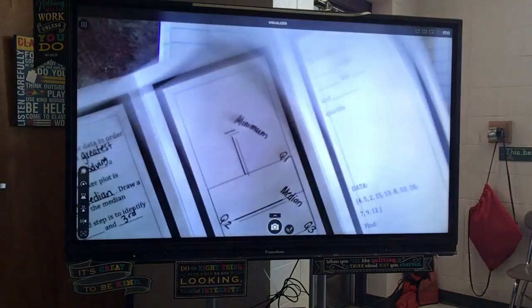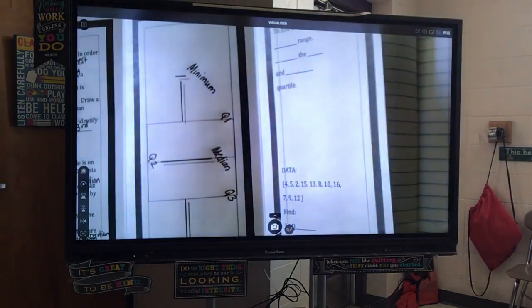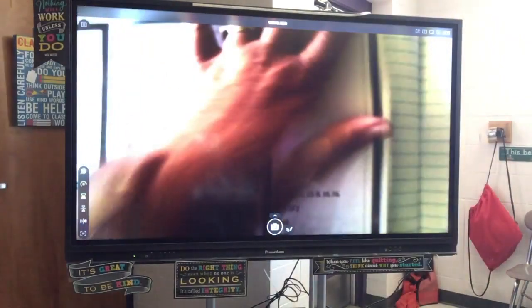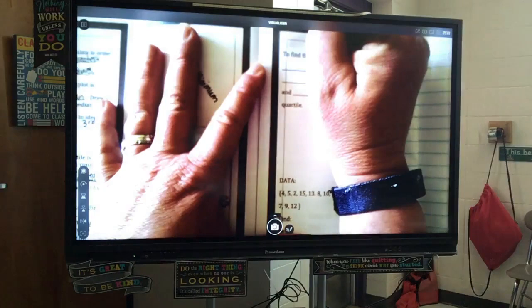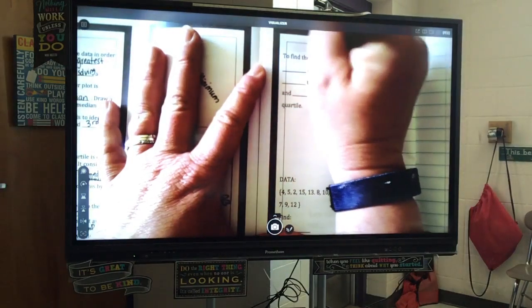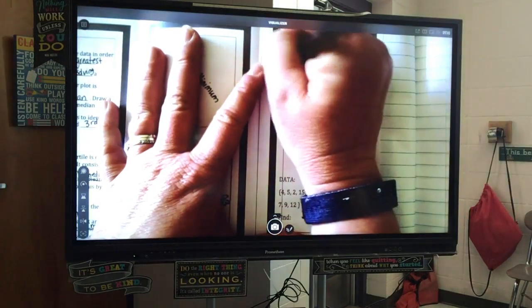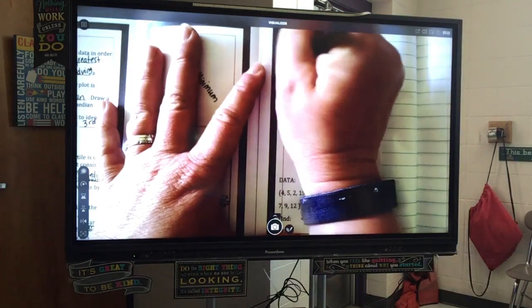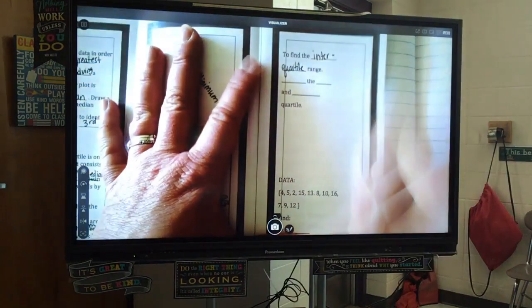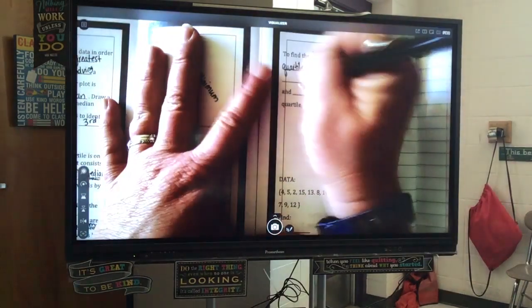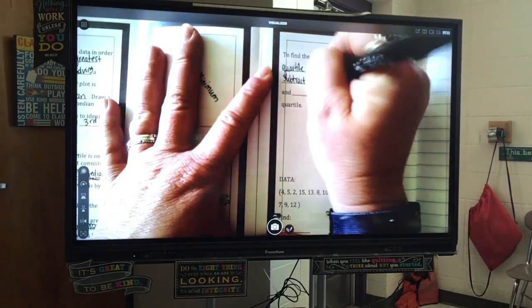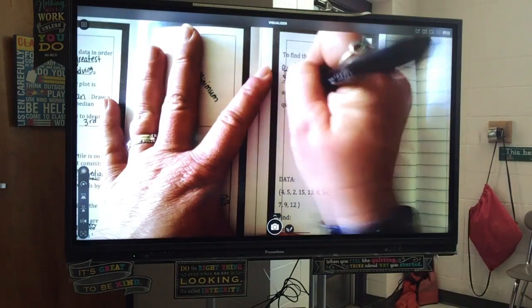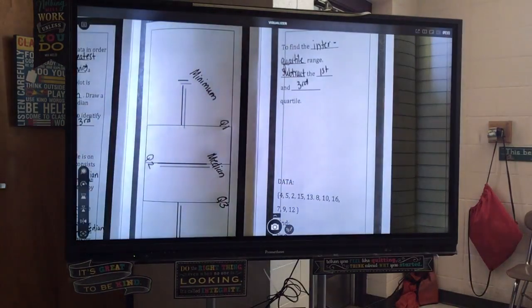Alright, now we're going to apply all of this information. So, to find the interquartile, sorry, I totally had a brain fart. To find the interquartile range, subtract the first and third quartiles. Which, again, we already know this.